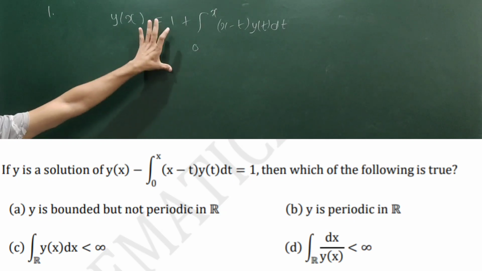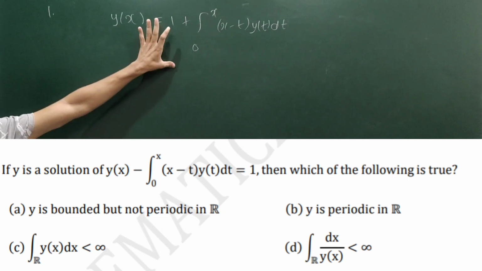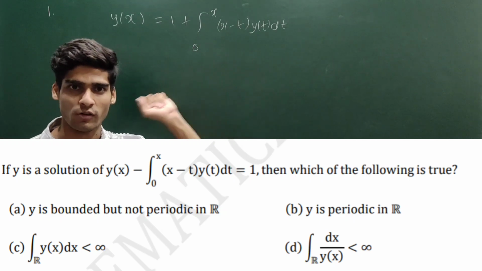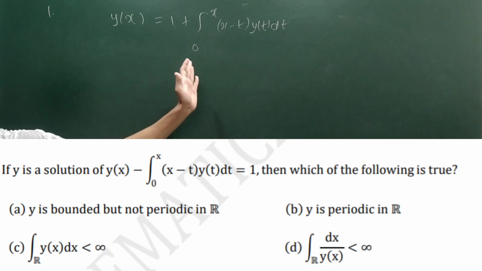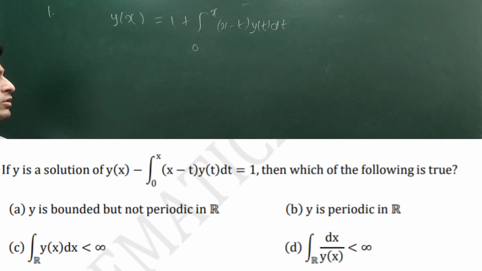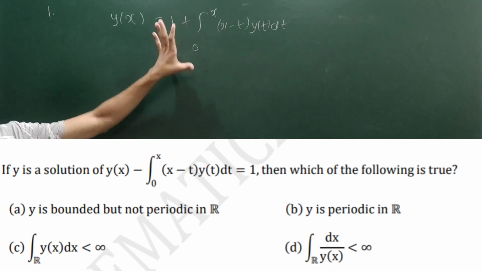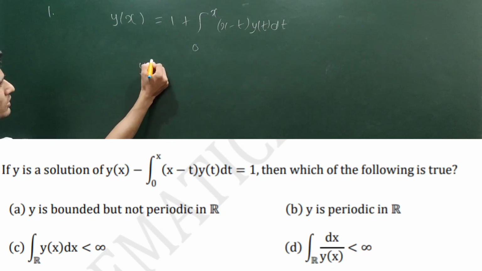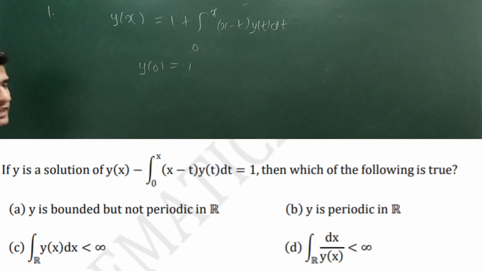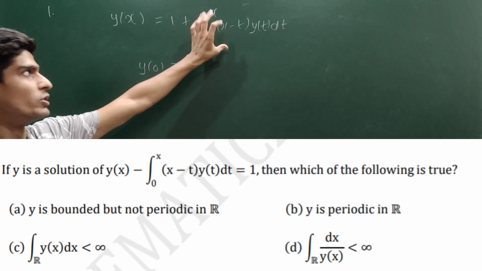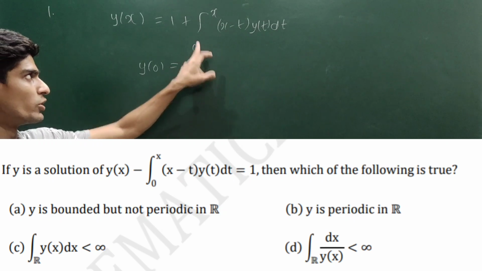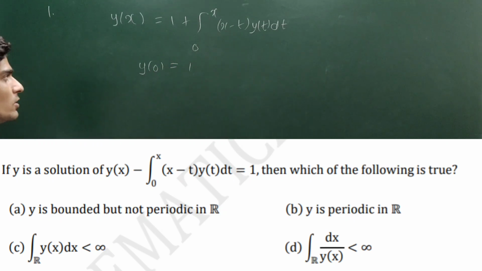Now this is a Volterra integral equation, so there are various methods for solving this problem. Either you convert this integral equation into an ordinary differential equation, then solve it, or you apply the Laplace transform, then solve it. So both methods are good here. If you convert this equation into a differential equation, you have y at 0 is 1, because your integral will go from 0 to 0, so this integral will be 0. So your y at 0 value will be 1.